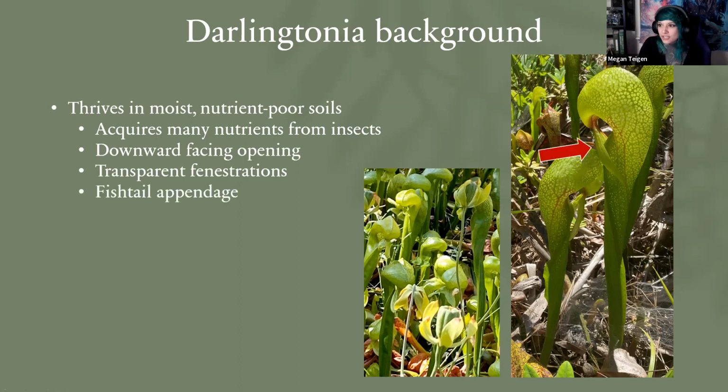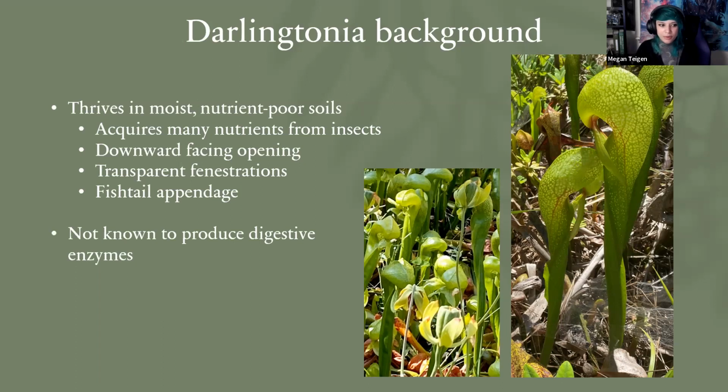They also have this striking fishtail appendage, this little extra leaf that grows off of the opening. This is interesting, and it's not really known what this is for. Some research has shown that the removal of this doesn't hinder prey capture, but there's not much else that's known about this. So all of this together makes it a very fascinating pitcher.